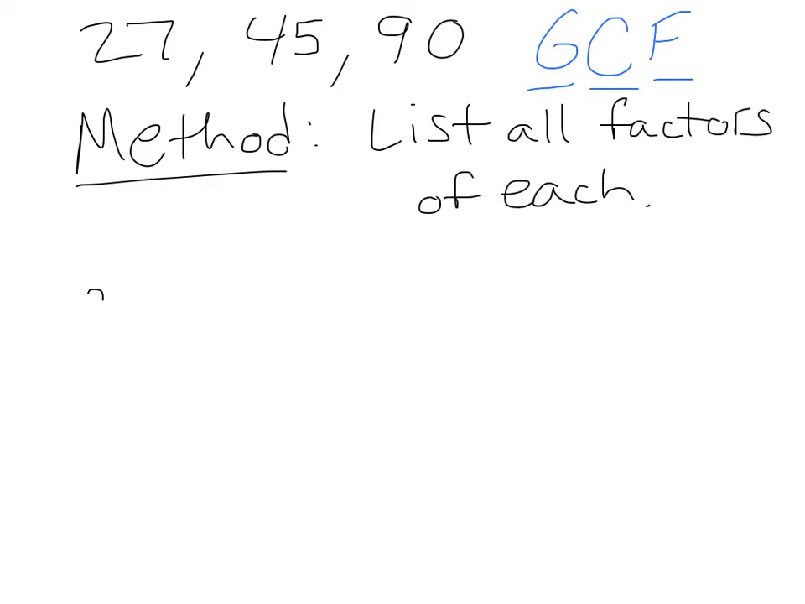Looking at 27, the factors will be 1. Well, 1 times what equals 27? Well, 27. How about 3 is also a factor, and that matches with 9. It's probably best to write these in numerical order. So let's match 1, 3, 9, and 27.